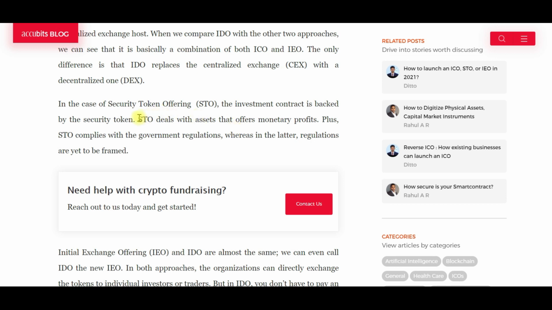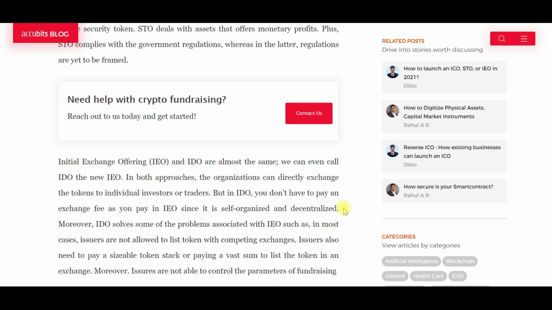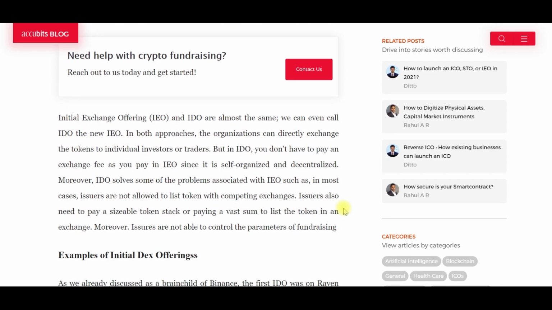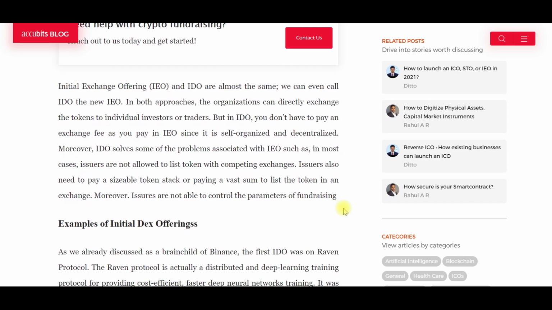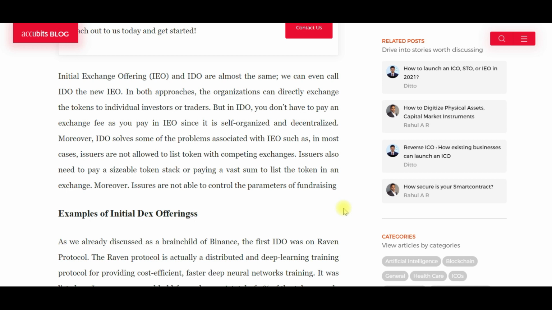But for you to actually run an STO, right, you have to comply with government regulations. So we're not really going into STOs. We're just trying to look at IDOs, IEOs, and ICOs, so that you have an understanding of them. Now, the first IDO, the first people that even coined this word IDO, was Binance DEX, right? It was Binance DEX that coined this IDO thing.